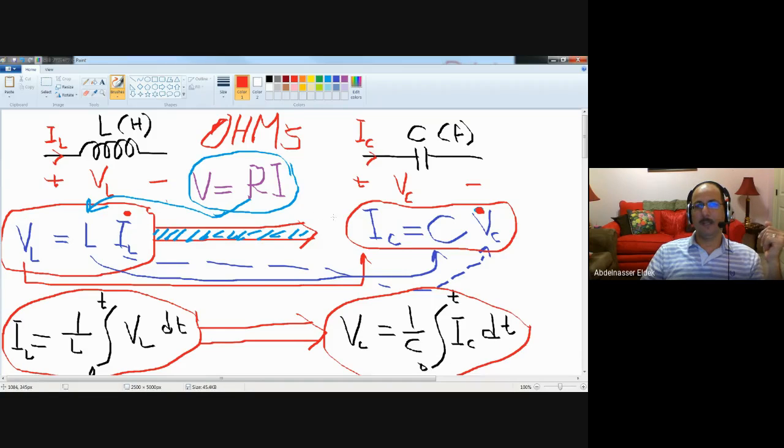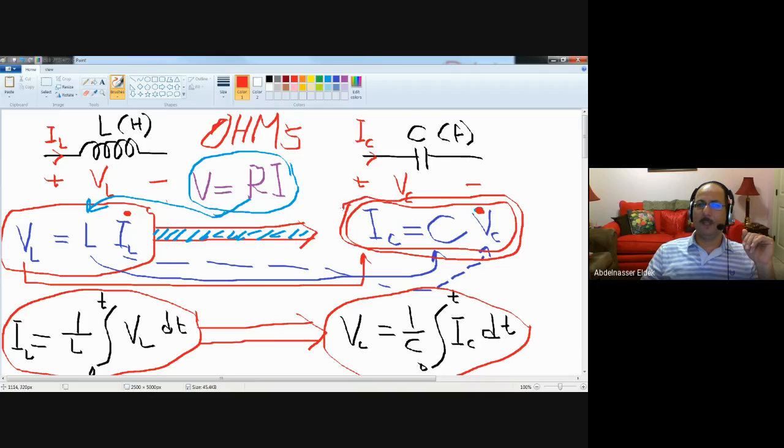And if you want to find the same relation for the capacitor, you change it from voltage. If you have voltage, make it current. If you have current, make it voltage. If you have inductance, make it capacitance. That's it. And you can get this relation, the second one here. This one.